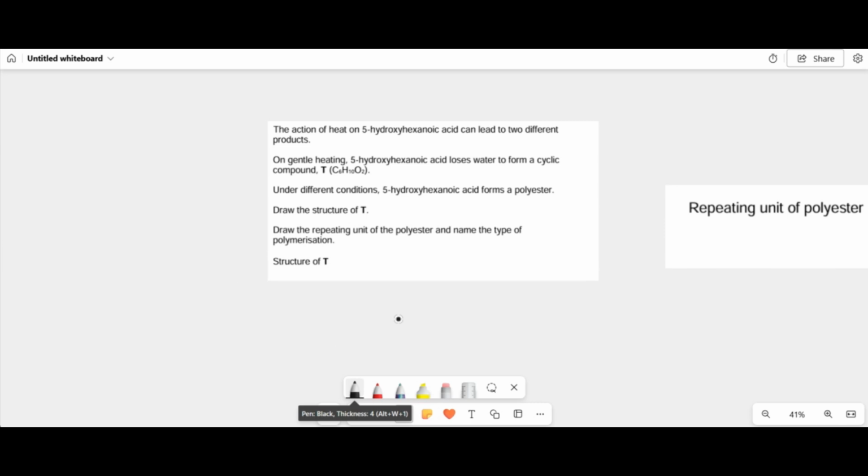Next, 5-hydroxyhexanoic acid can lead to two different products. On general heating, it can form a cyclic compound. Under different conditions, it can form a polyester. So just draw the situation that you've got here.